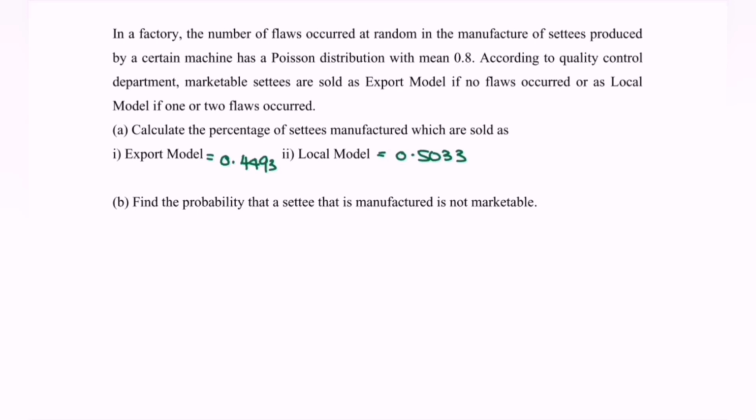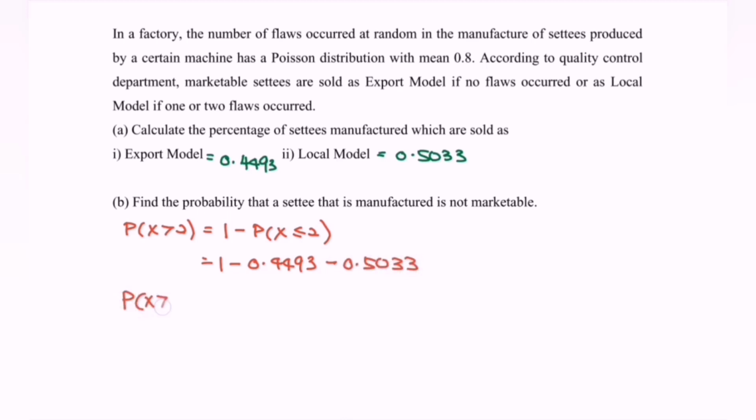Kindly refer to B. Find the probability that a sweater that is manufactured is not marketable. Not marketable means more than 2 flaws. So here we have the probability that x is greater than 2. What we have to do is 1 minus the probability that x is less than or equal to 2. It means we have to add the export model and also the local model, where we have 1 minus 0.4493 minus 0.5033. So the probability that x is greater than 2 is equal to 0.0474.